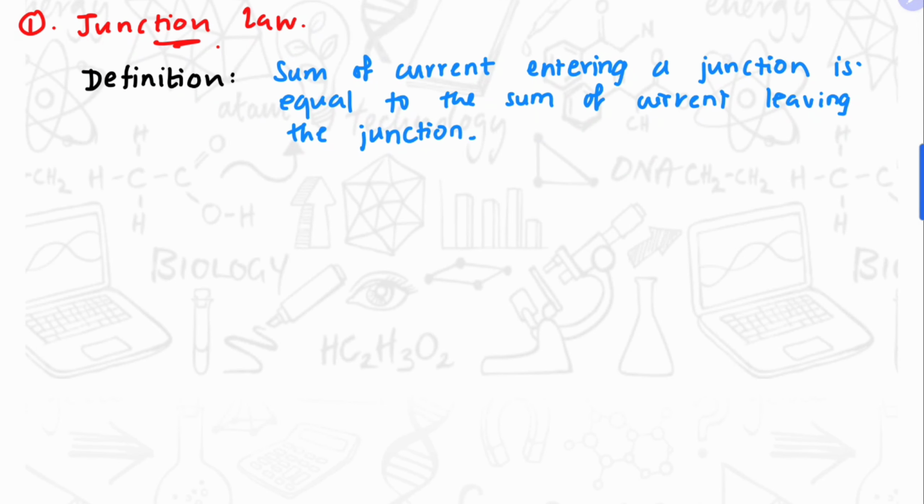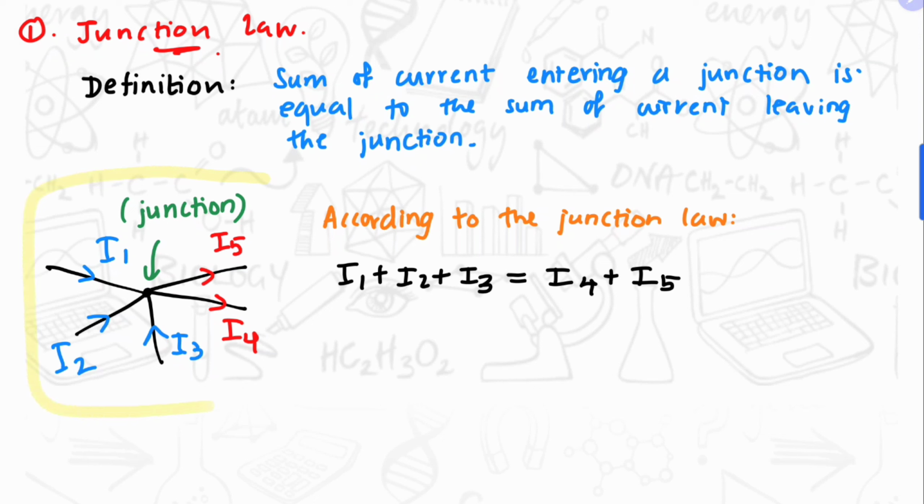Now let's talk about the first law, which is the junction law. The definition of the junction law is that the sum of current entering a junction is equal to the sum of current leaving the junction. For example, let's say we have a junction, and here the currents I1, I2 and I3 are entering the junction, while I5 and I4 are leaving the junction. Therefore, according to the junction law, we can say that I1 plus I2 plus I3 is equal to I4 plus I5.